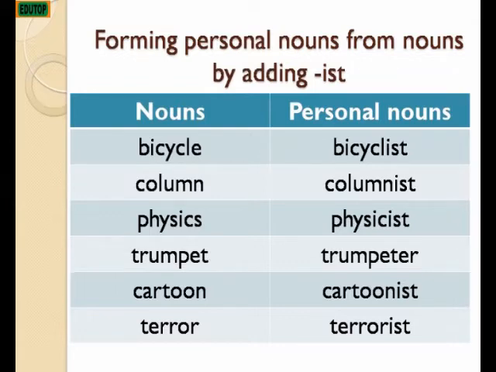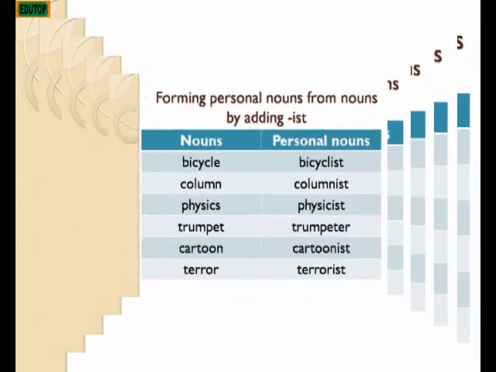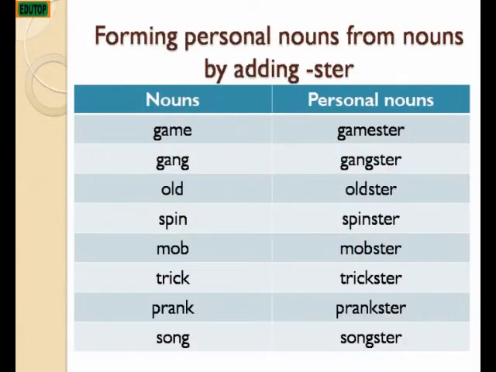Adding IST to nouns to form personal nouns. Examples: bicycle, bicyclist. Column, columnist. Physics, physicist. Trumpet, trumpeter. Cartoon, cartoonist. Terror, terrorist.